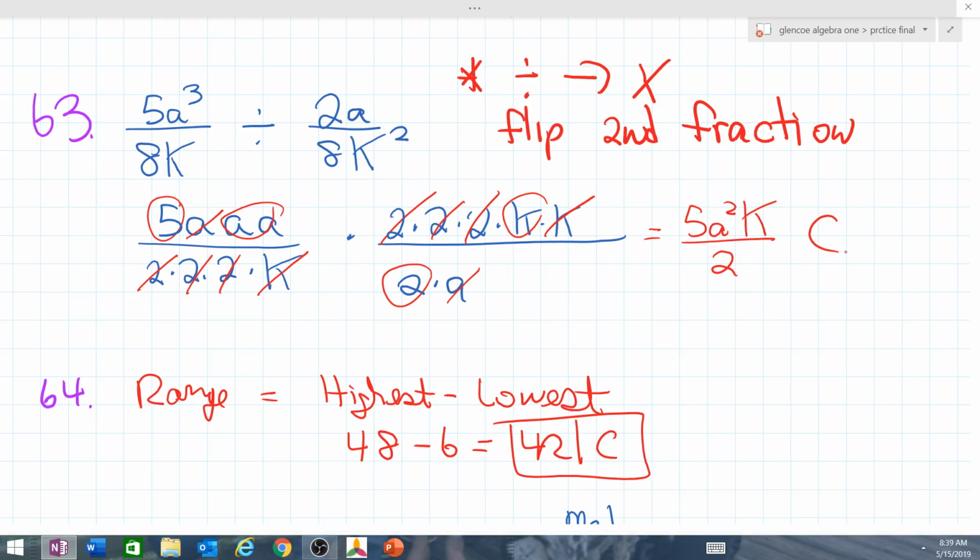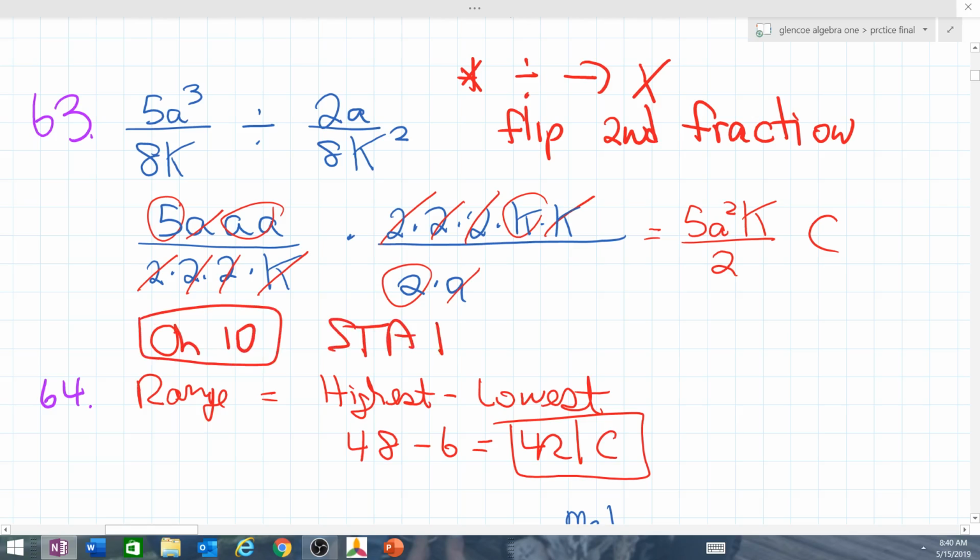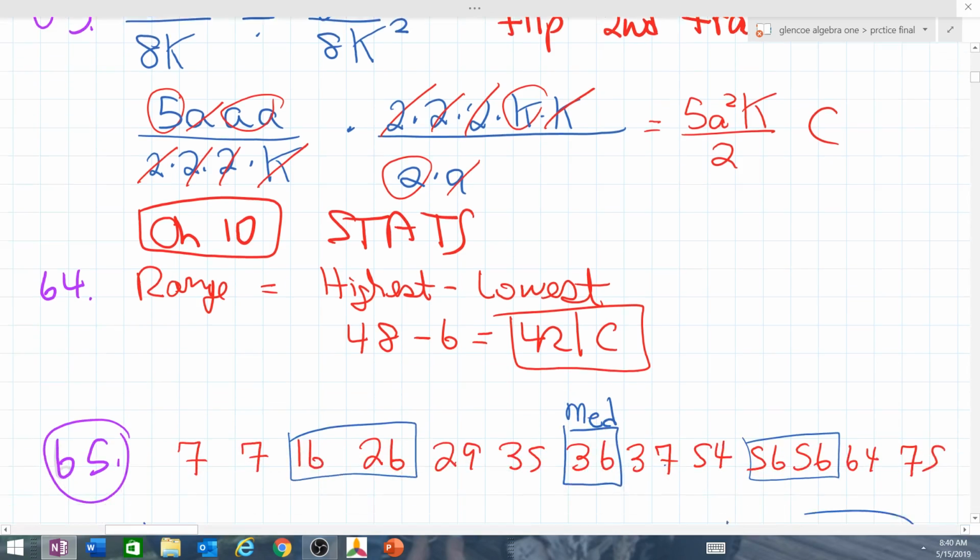So now we're going to switch gears. And that was actually chapter 12. Now we're going into chapter 10, which is statistics. So here we go. Number 64, they want you to find the range. By definition, the range is the difference between the highest and the lowest. The highest number was 48, the lowest was 6, so the range was 42, or choice C.